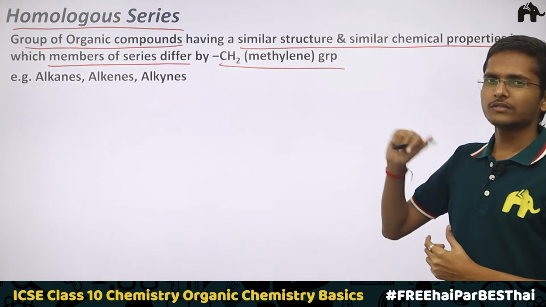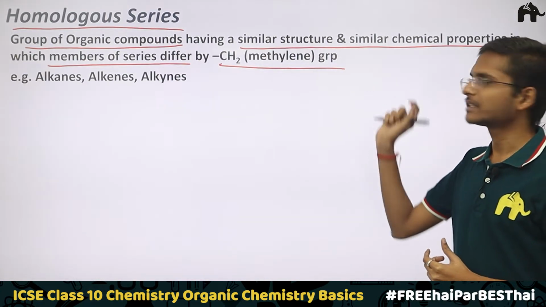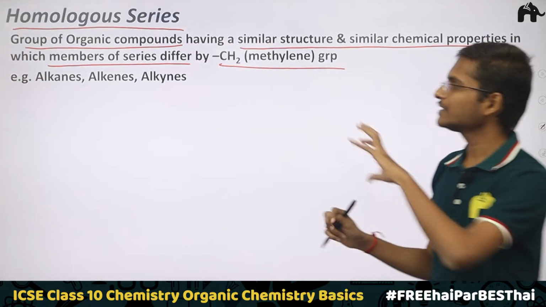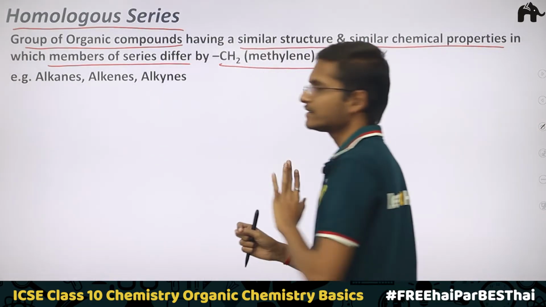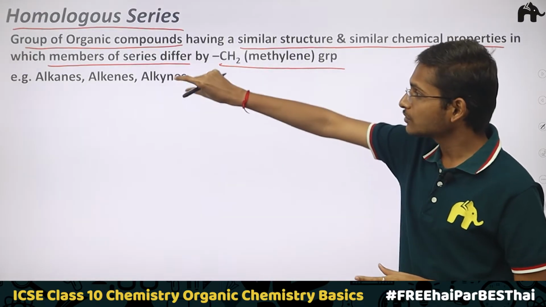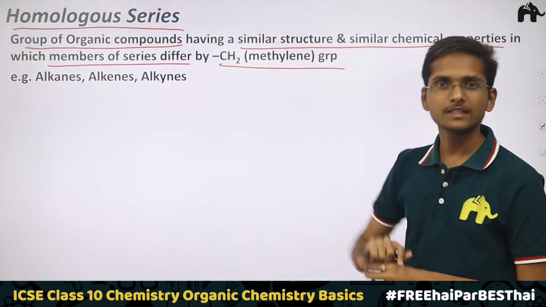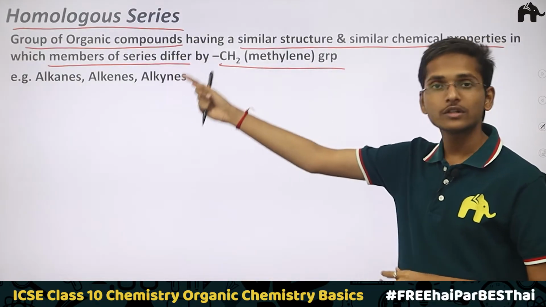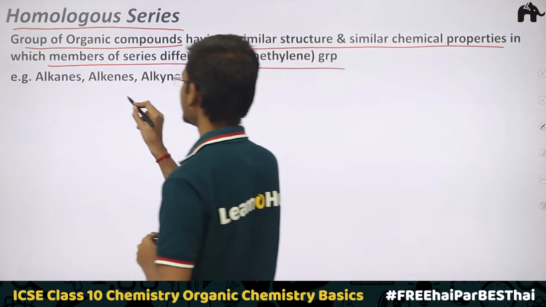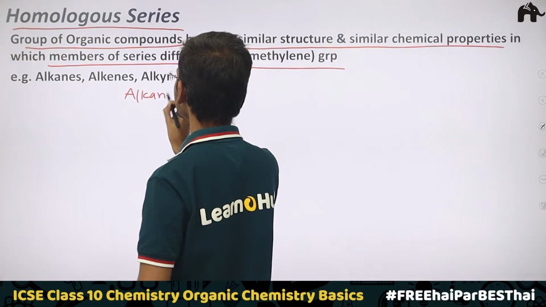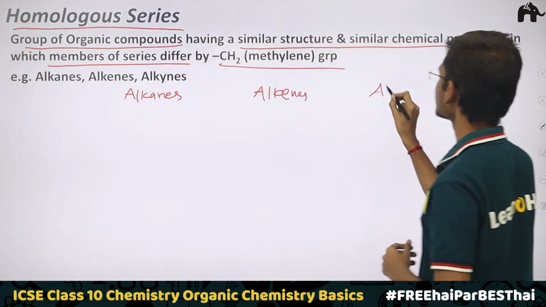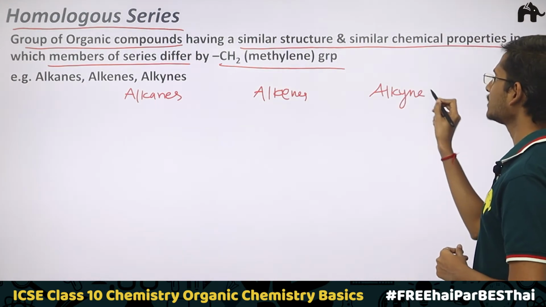How they differ from each other by a methylene group, I will tell you right now with the help of these examples. You can see here the examples: alkanes, alkenes, and alkynes. Entirely the alkanes, this group of organic compounds, is a homologous series. This means alkenes is a homologous series, alkynes is a homologous series. Now how is it? Let's try and write it down. Let's write the homologous series of alkanes, alkenes, and then alkynes.